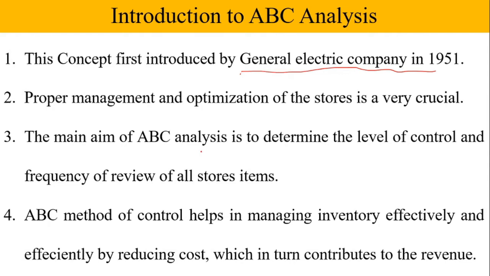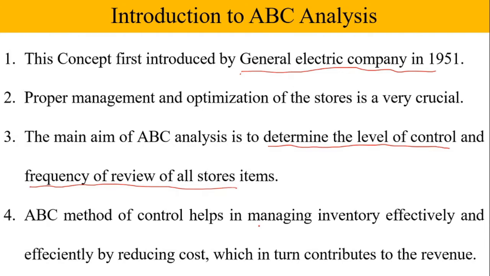This inventory includes raw materials, spare parts, work in progress and finished goods, all put together is called the inventory. This inventory has to be managed properly, and optimum utilization of resources is very important for the success of the organization. The main objective behind the ABC analysis is to determine the level of control on a particular inventory and also to decide the frequency of review of all stores items.